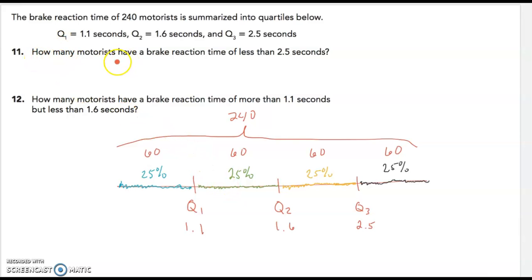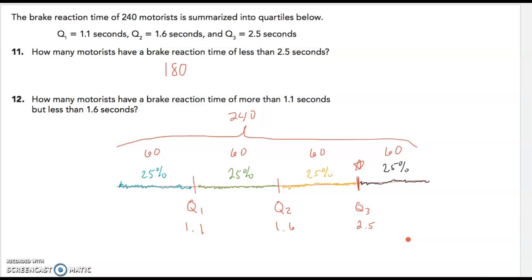The first one says, how many motorists have a brake reaction time of less than 2.5 seconds? Well, 2.5 seconds is right here. How many have a reaction time less than this? If this is Q3, there are 3 sections that are quicker. Each section represents 60 drivers, so 60 times 3 is 180. There are 180 drivers that have a reaction time of less than 2.5 seconds.